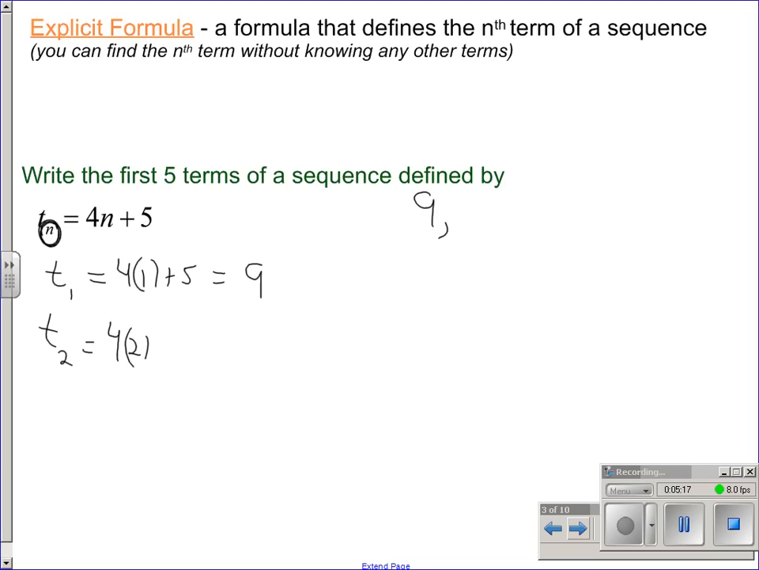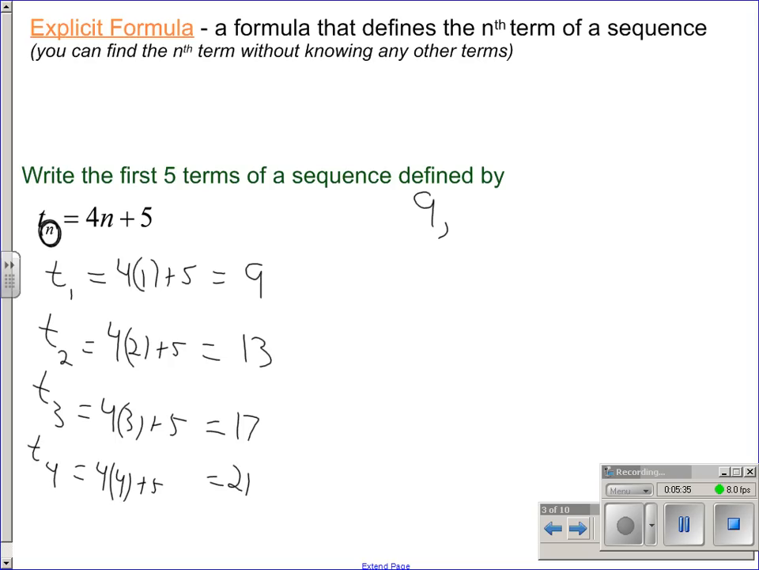4 times 2 plus 5. So 8 plus 5 is 13. T sub 3, 4 times 3 plus 5, that's 12 plus 5, 17. T sub 4, 4 times 4 plus 5, so we're looking at 21.